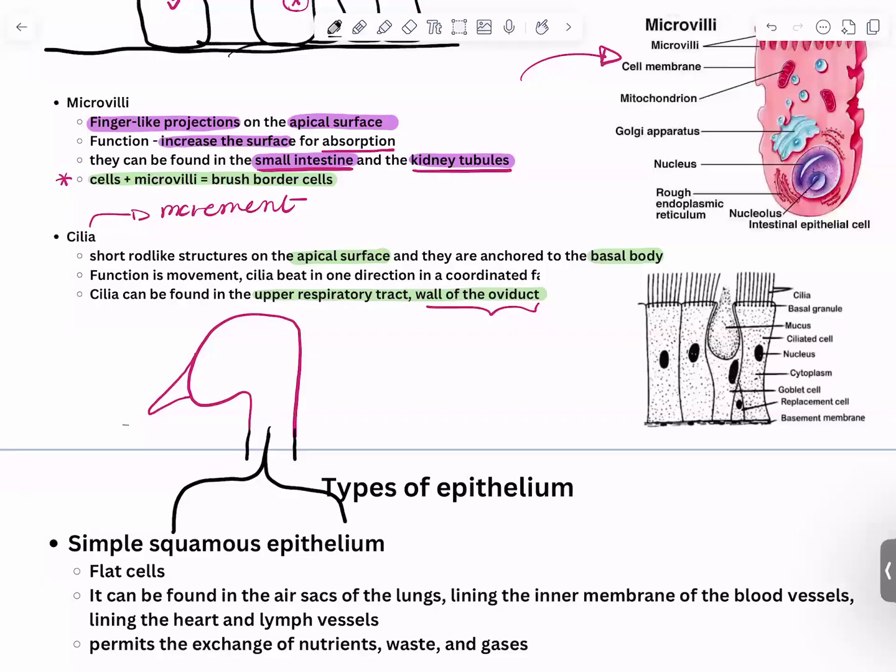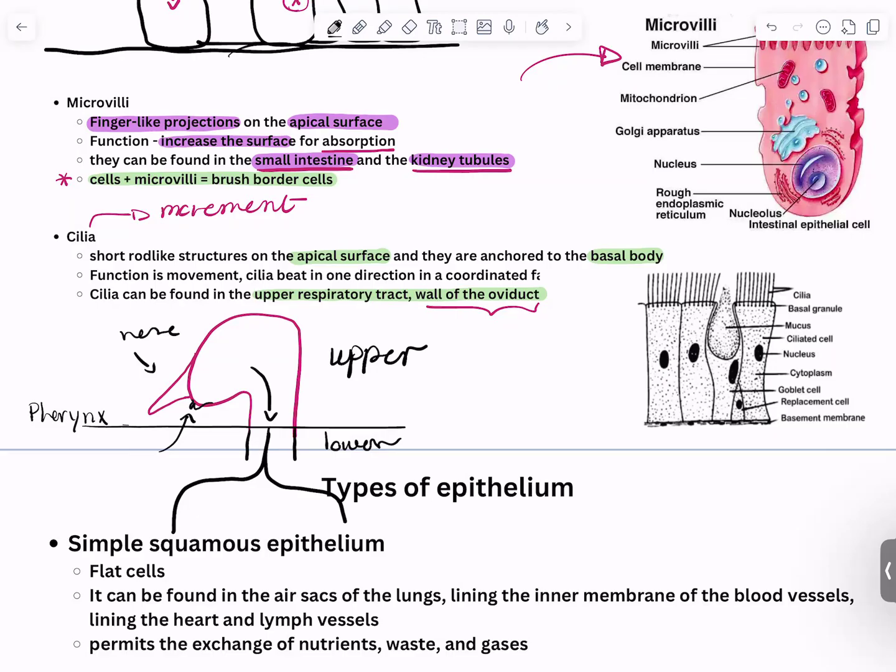So imagine that this is the pharynx. This is the level of the pharynx in the human body. Below the pharynx, we call it the lower respiratory tract. Above the pharynx, we call it the upper respiratory tract. Mainly, it's about the nose. It's about the oral cavity. Imagine that this is the oral cavity and some parts of the pharynx.